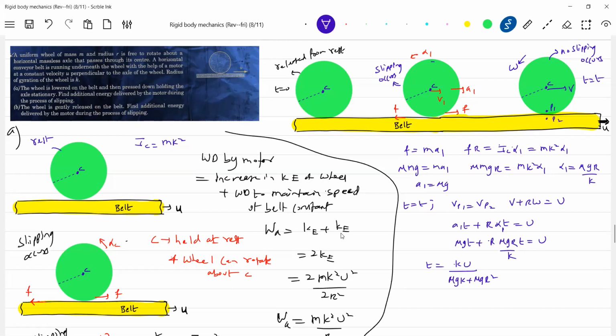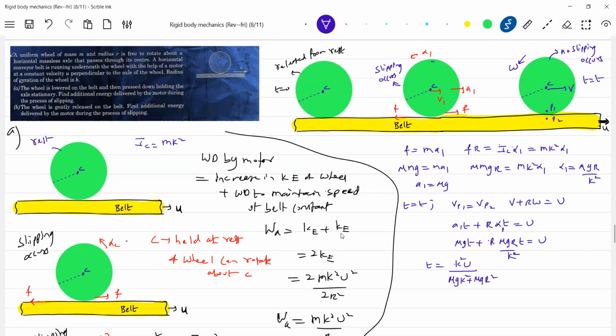No friction will act here. No slipping means friction will vanish here. At this particular time, friction will vanish. So what is the work done by the friction on the disk? Mu g k square in the denominator. Alpha 1 is mu g R by k square.